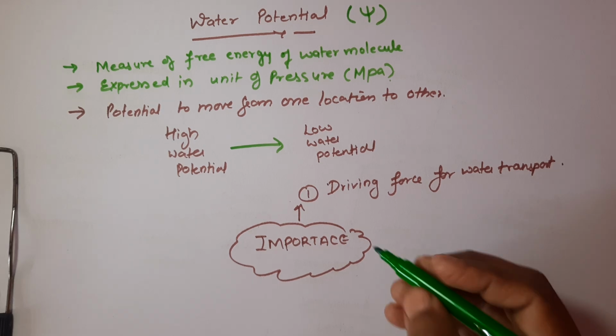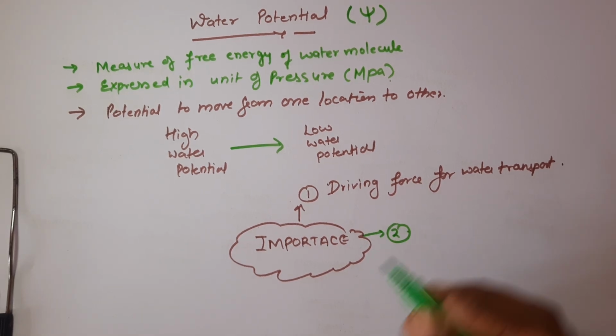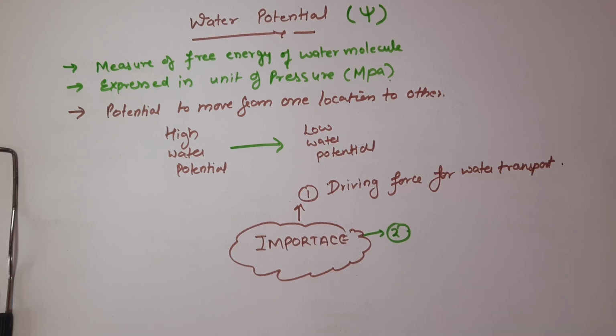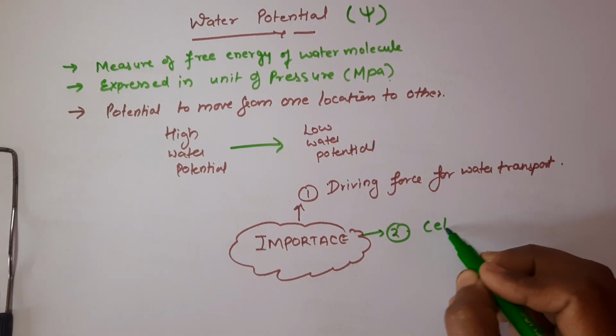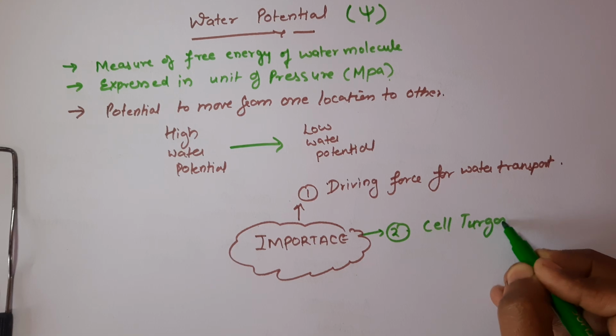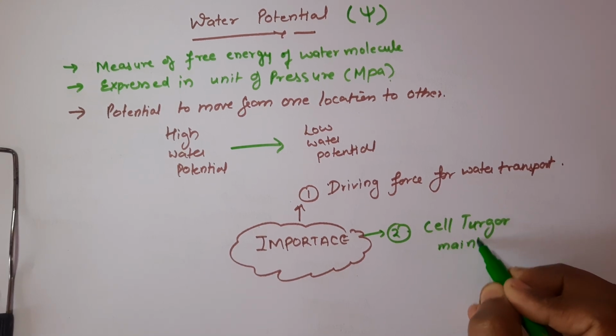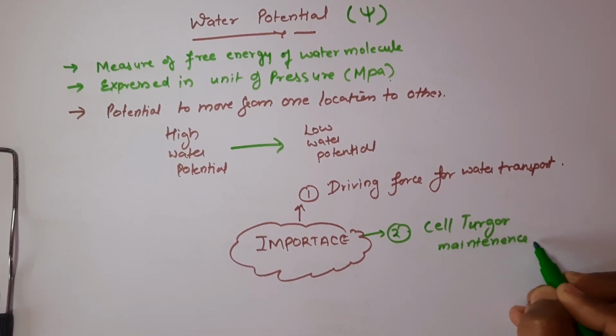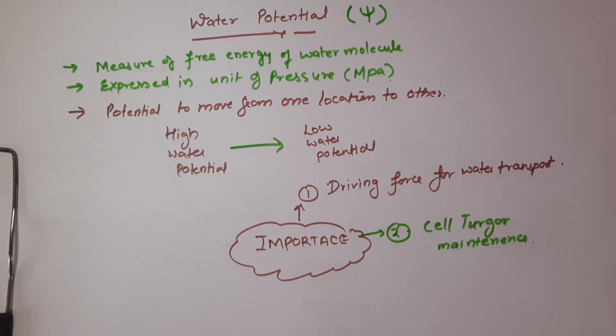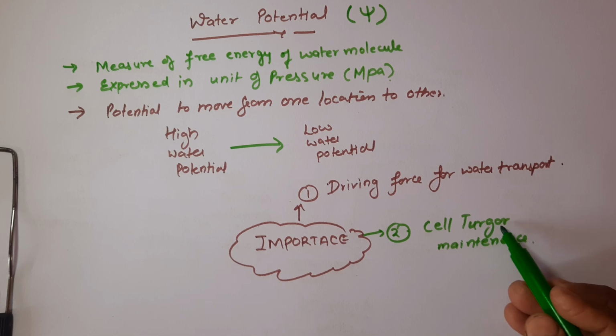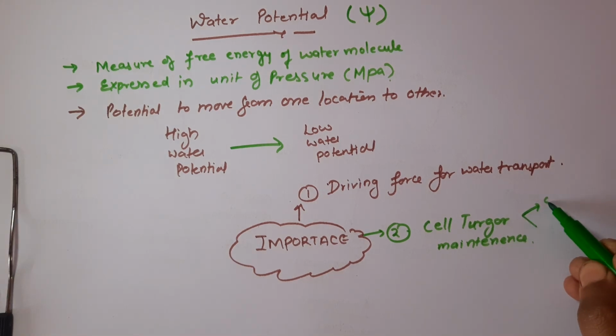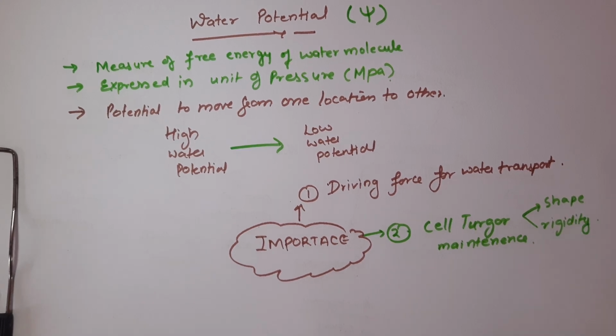The second role of water potential is cell turgor maintenance. What does it mean? Turgor is the pressure exerted by the cell content against the cell wall. This turgor is essential for maintaining the cell shape, rigidity and structure. All these properties are directly related to water potential.